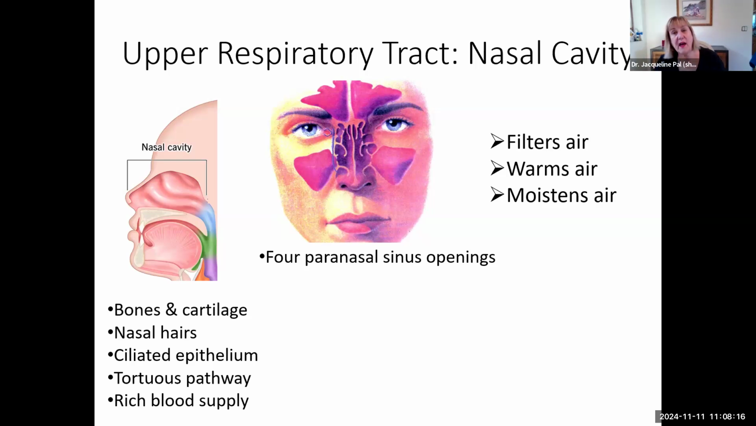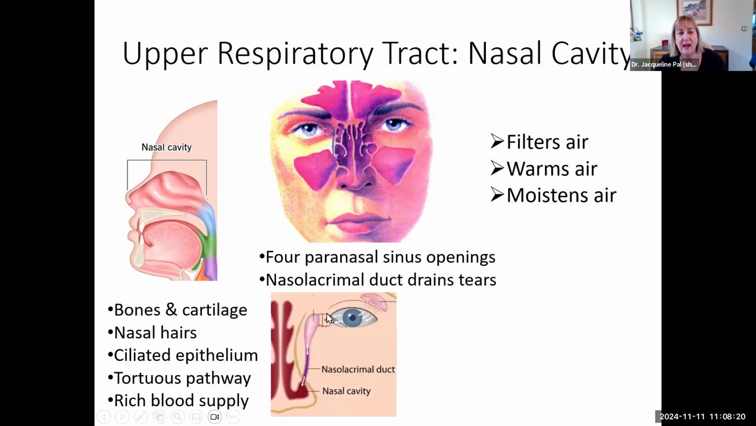Something else, if you thought about it, you would realize, oh yeah, that's true. And that is there is a duct that drains tears from the surface of your eye into your nasal cavity. It's called the nasolacrimal duct. And you know this because when you cry, you always have to blow your nose, and that's because your tears are draining into your nasal cavity.